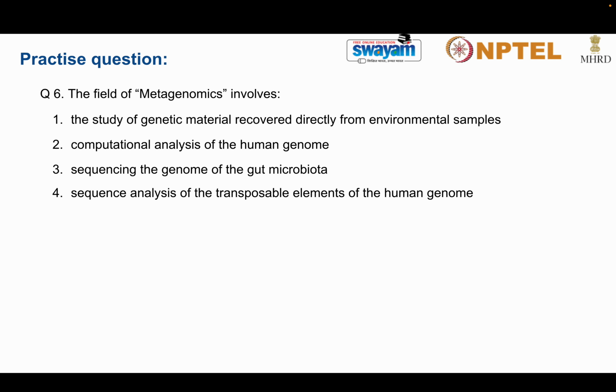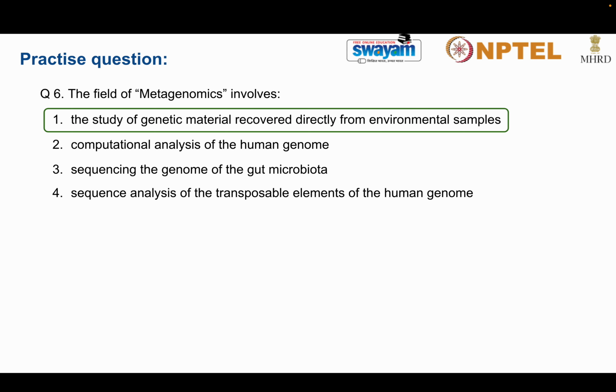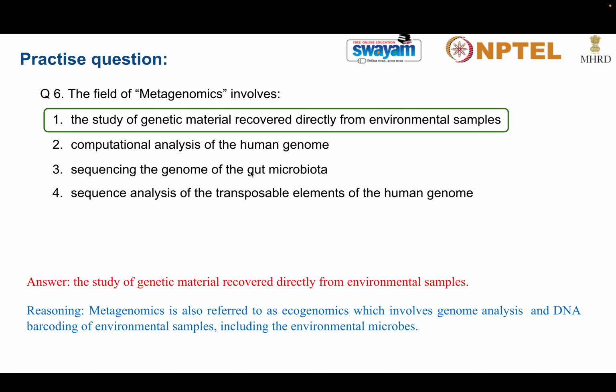Now you have to tell what metagenomics involves. When you go through these options, you will get the idea. Now let's see which option is correct. The correct option is the study of genetic material recovered directly from the environmental samples. That is referred to as metagenomics. But there are other options which might be confusing, such as option number 3. We'll discuss in detail why this option is not true.